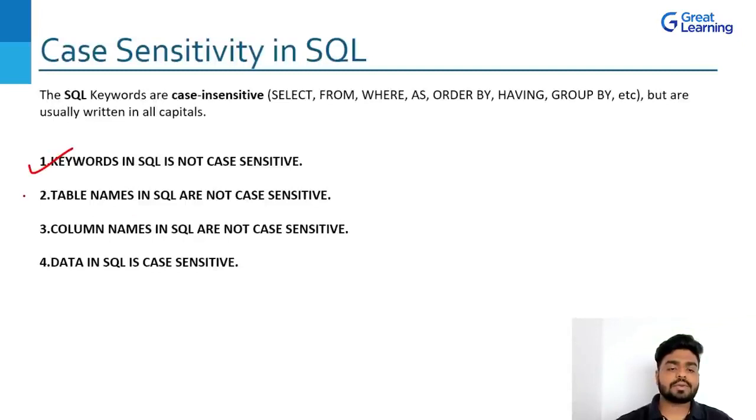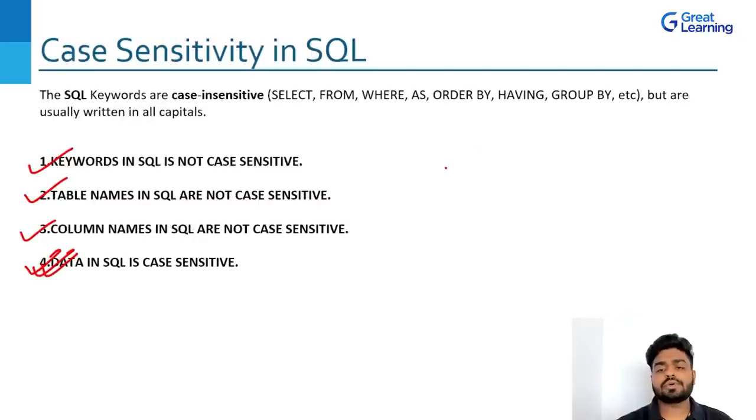Table names in SQL are not case sensitive. Again, table names can also be written in lowercase or uppercase. It doesn't care. Column names in SQL are not case sensitive. Column names are also not case sensitive. That means those also can be written in capital or small letter. It doesn't matter. But the data in SQL is case sensitive. Now this is very important. Data is case sensitive. Why?